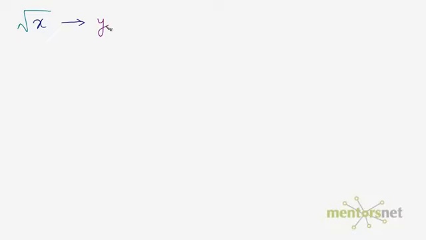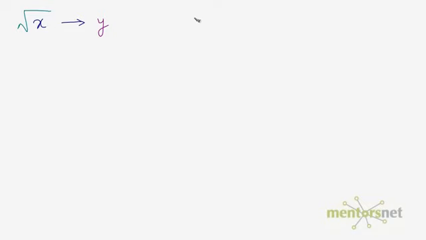So by definition, a square root of a number, in this case y, is a number that when multiplied by itself gives us the original number of which we calculated the square root. So the square root of x is y.